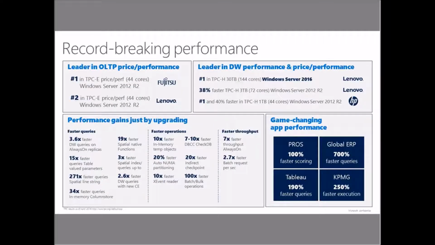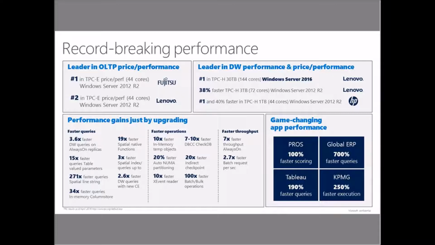Speaking of performance, the Transaction Processing Performance Council, TPC, has various tests that they perform: -E, -H, all kinds of other types of tests. We are the leader with SQL 2016 in online transaction processing for price and performance. The test they did was on a 44-core system running Server 2012. Leader in data warehouse performance and price for that performance, again with 144 cores on a Server 2016.